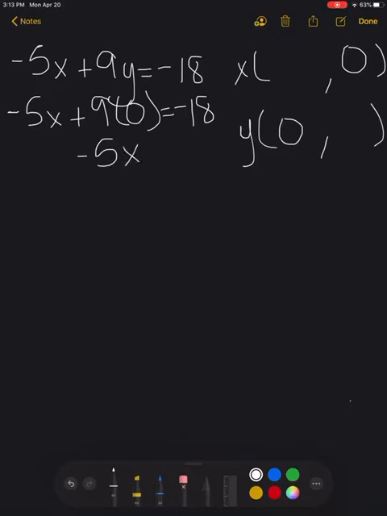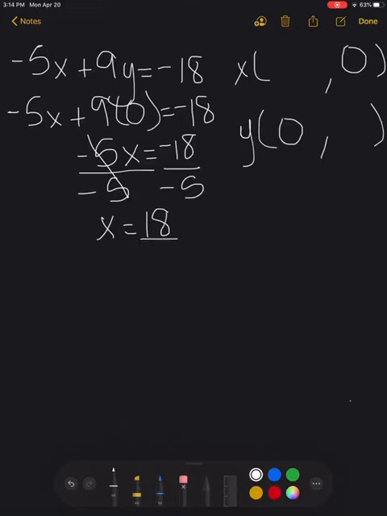9 times 0 is going to just be 0, leaving me with a negative 5x, and that's got to be equal to negative 18. Now we got to divide both sides by negative 5 because that's the inverse operation. Negative 5 divided by negative 5 cancels out, leaving me with just x. Then negative 18 divided by negative 5 is going to end up leaving me with 18 over 5 because a negative divided by a negative is a positive.